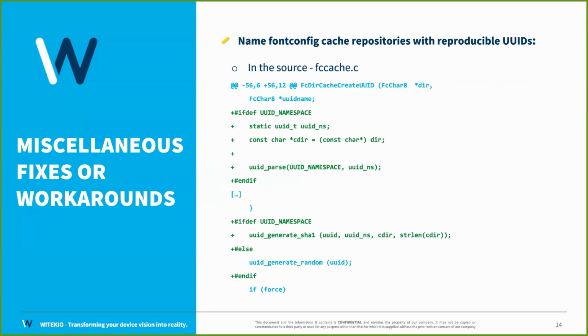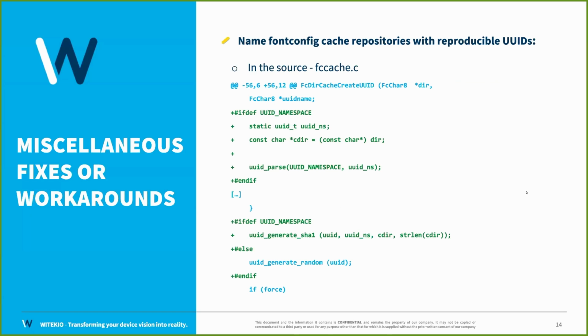And I also mentioned earlier the fact that cache repositories for fontconfig are named with non-reproducible UIDs, random UIDs initially. So this can easily be fixed, because fccache calls UUID generate random, but you can also use UUID generate SHA1, which is reproducible based on a UUID used as namespace. Sorry.